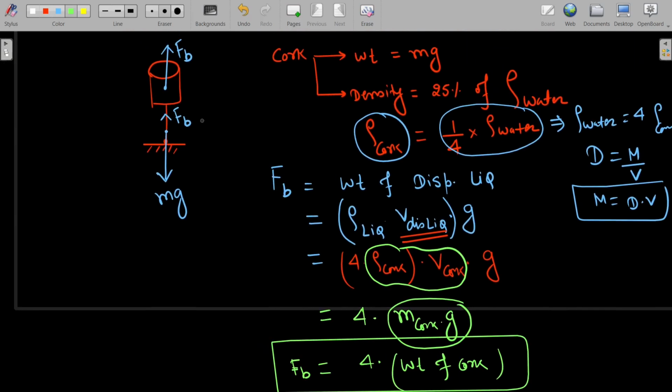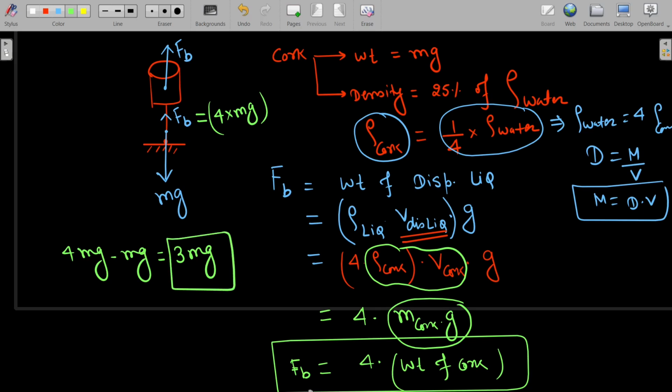So let me represent this information in our free body diagram. FB is 4 times mg, right? Where mg is the weight of cork. So this is 4 mg and this is 3 mg. So how much tension will there be? The tension will be 4 mg minus mg, that is 3 mg in upward direction. So this will be our tension in the string.